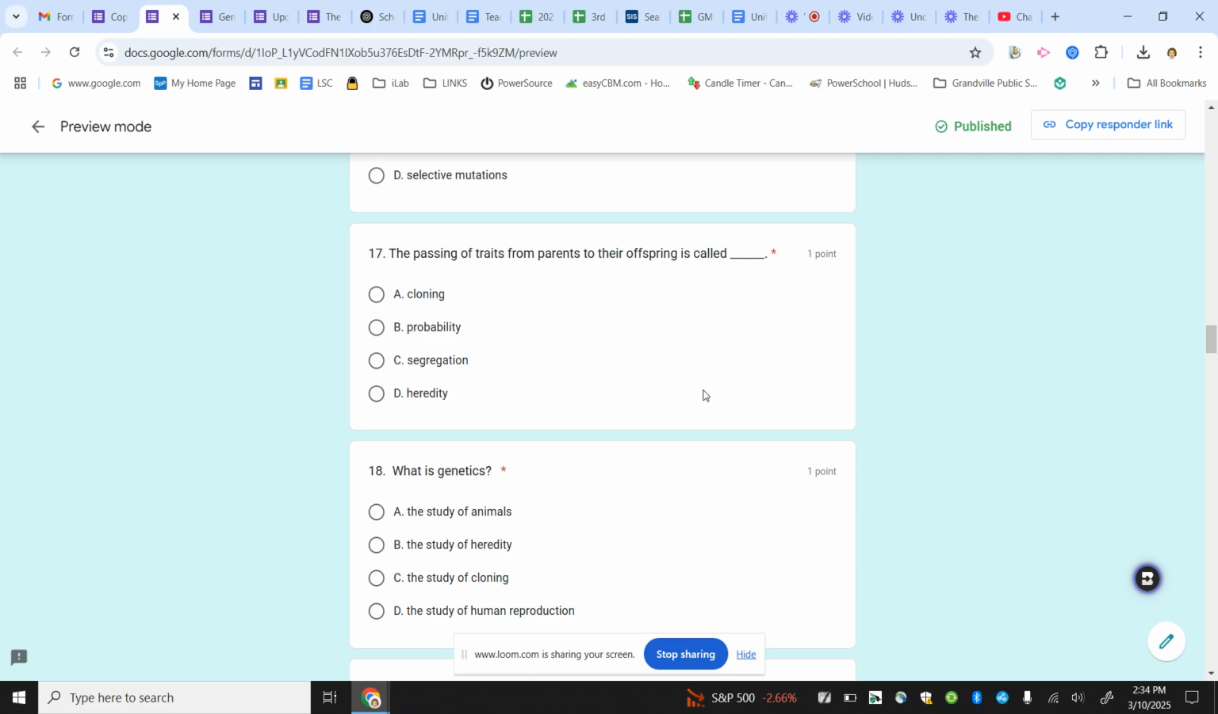Number 17, the passing of traits from parents to their offspring is called what? A, cloning. B, probability. C, segregation. D, heredity.